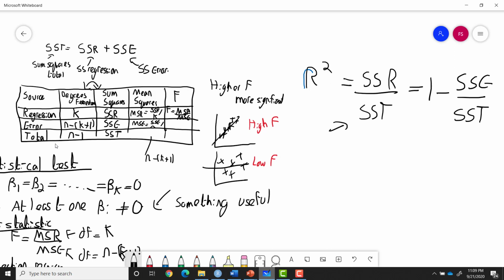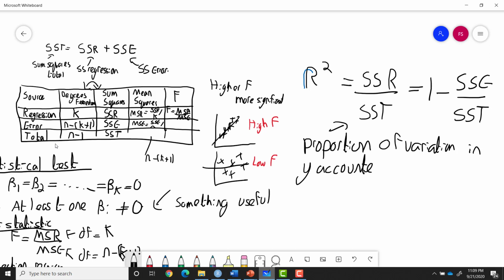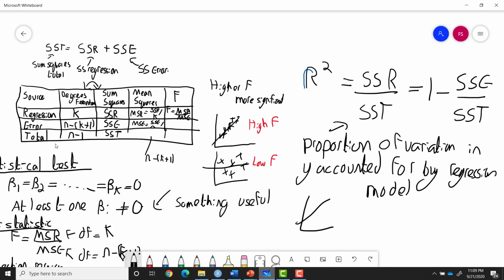And this is the proportion of variation in the data, and in particular in y, accounted for by the regression model. So if every single item was on this regression line, then the error would be 0 and you get a value of 1. If we had pretty much as much error as we did total sum of squares, then the r squared would be 0.